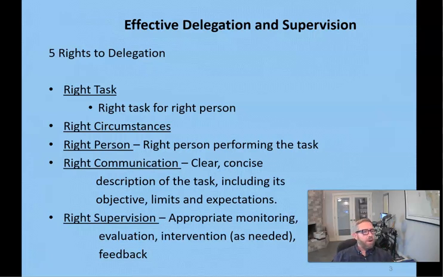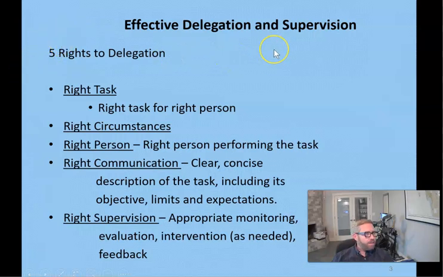Is this the right scenario where I might need to delegate? It may be an appropriate delegation, but is there an emergency happening, or are there extenuating circumstances that make it maybe not the best idea? Third, the right person. Is this the right person performing the task? And by that, we mean the role that that person is in. So, you know, you can't delegate a nursing responsibility to a respiratory tech or a CNA, right? So you have to understand who you're delegating to and why that's appropriate.